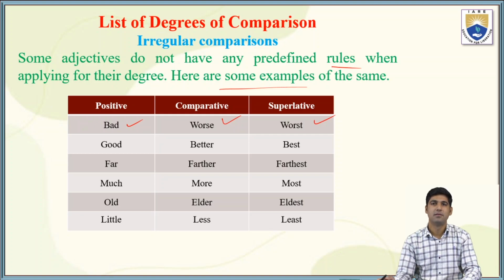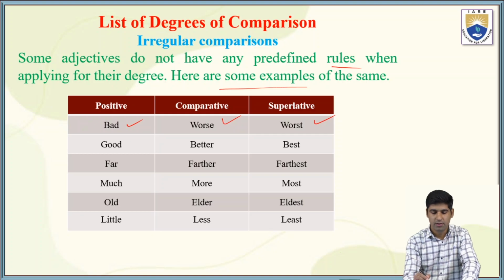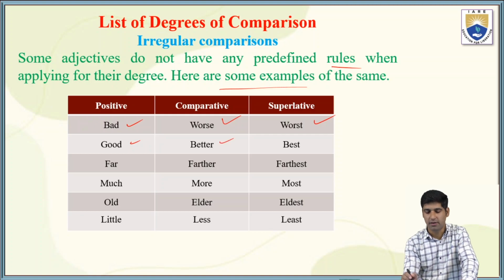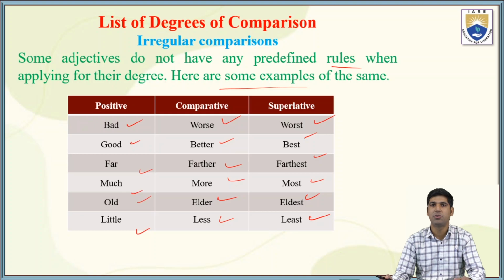It's like this. There are some elements in the grammar where rules are put on the shelf. Good, not gooder and goodest, not more good and most good, but better and best. Far, farther, farthest. Much, more, most. Old, not older, but elder, eldest. Little, not littler or more little, it's less and least. This will go on like this because it's the rule. You cannot change the rules.